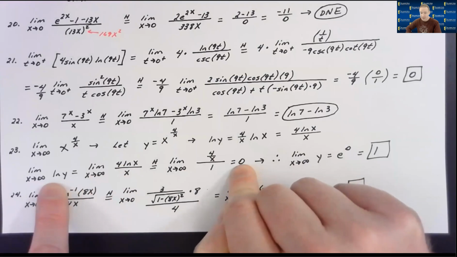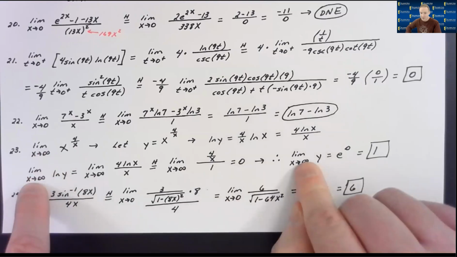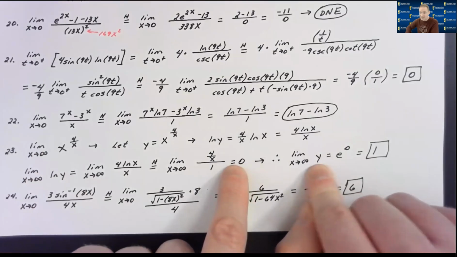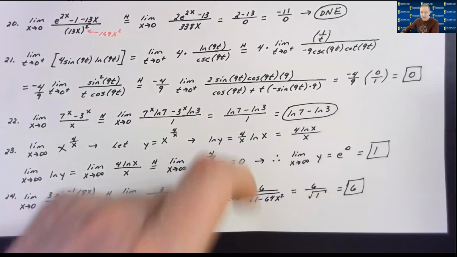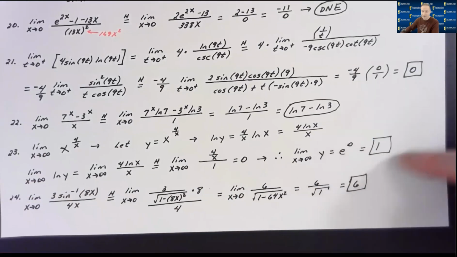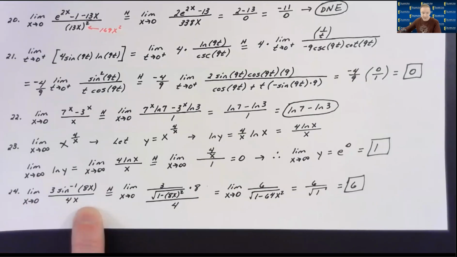In order to get to our answer, you'd need to get rid of that natural log. You would do that by exponentiating each side. When you exponentiate the left-hand side, that natural log goes away and you have the limit as x approaches infinity of y. You exponentiate the right-hand side and it becomes e to the 0 power. Any exponential function to the 0 power is 1. Final answer, 1. For 24 here, we have our first and only, sadly, inverse trig limit in this section.